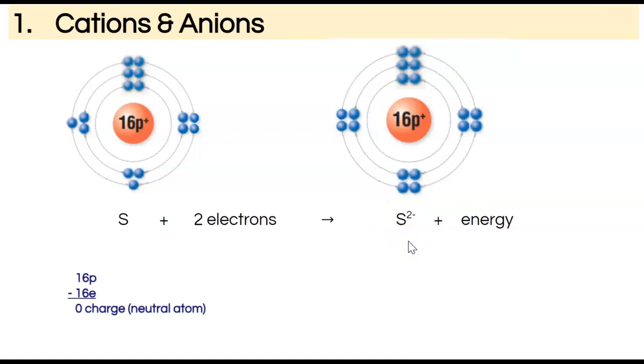Initially we have equal positive and negative charges. By the time that sulfur atom gains its 2 extra electrons, it has an overall -2 charge.